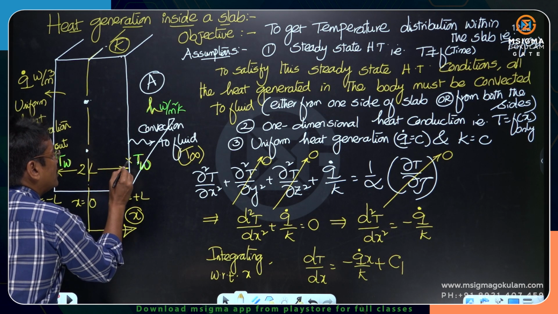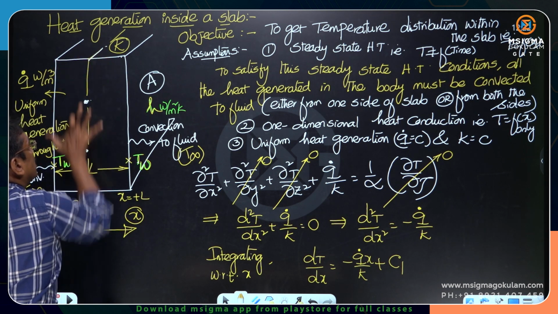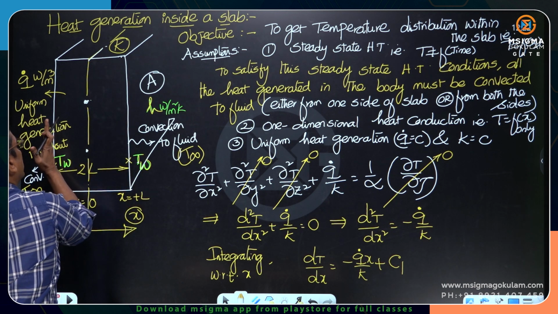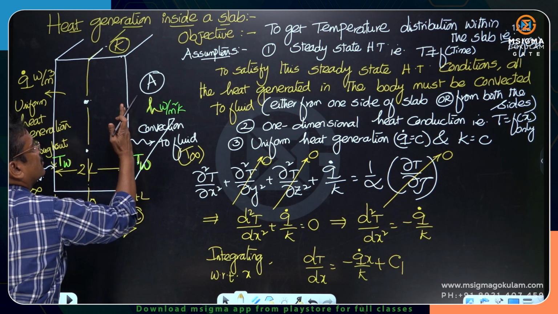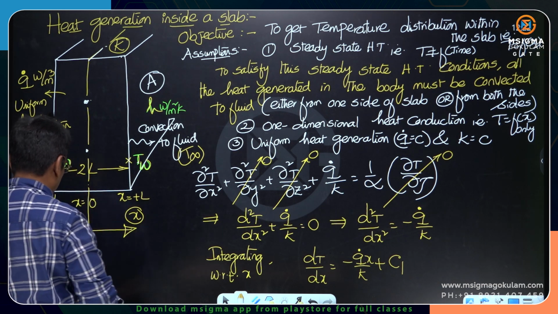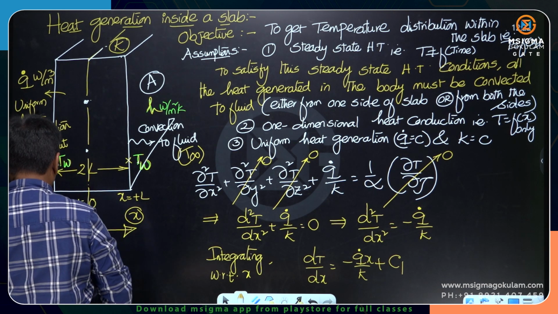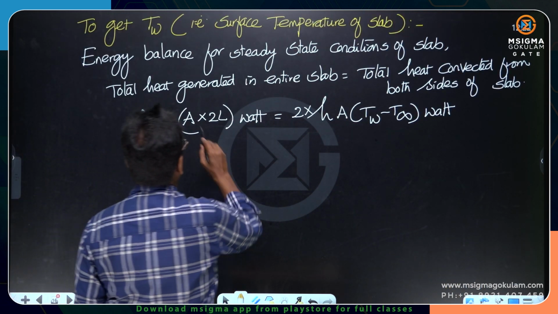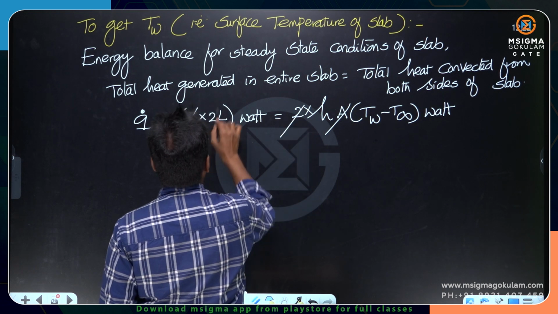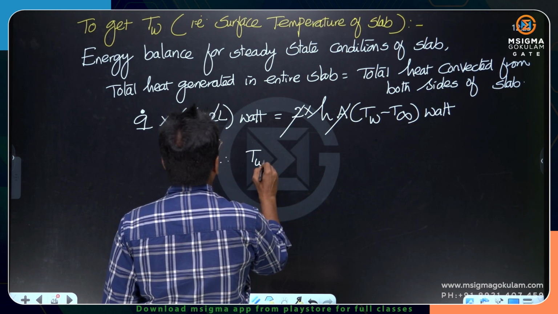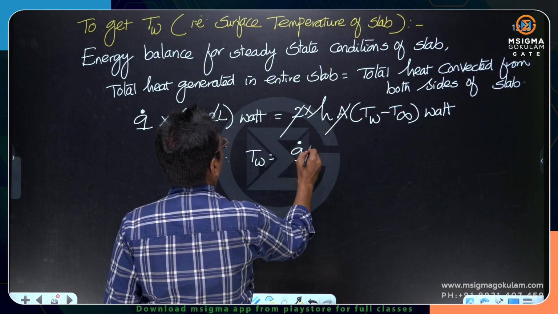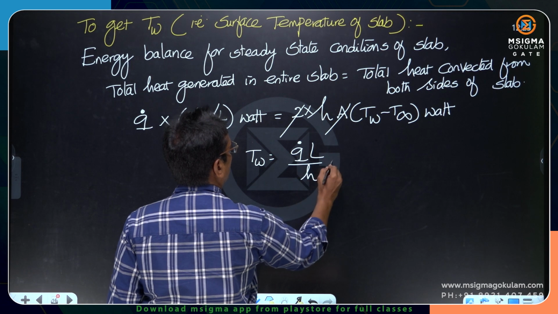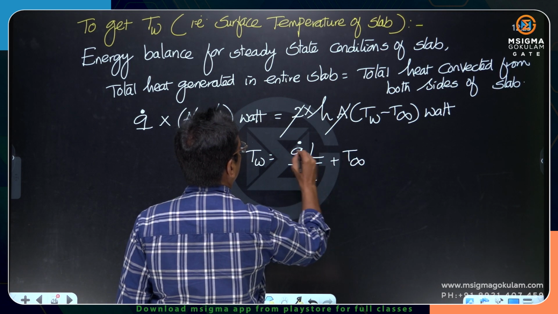Because we are proposing the same temperature on both sides, the total heat generated in the entire slab should be equal to the heat convected from the right plus the heat convected from the left. This convection heat should be equal to the left hand side convection. That is why I multiplied with 2. So A gets cancelled, 2 also gets cancelled. You get TW is equal to Q dot L by h plus T infinity.